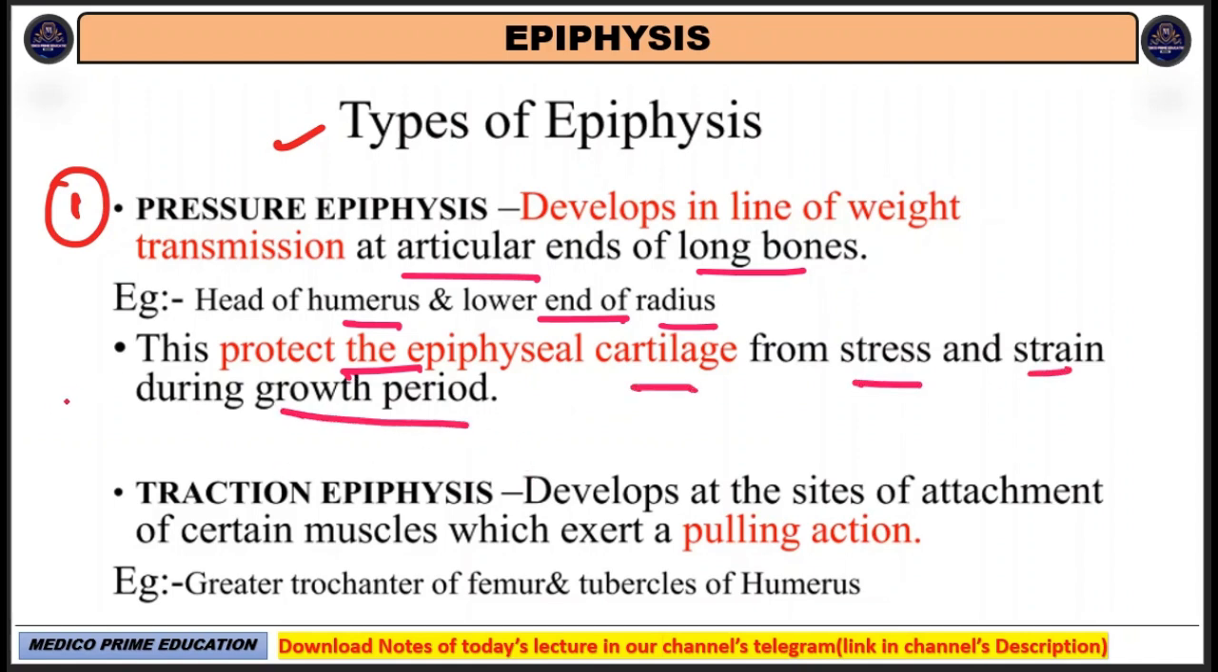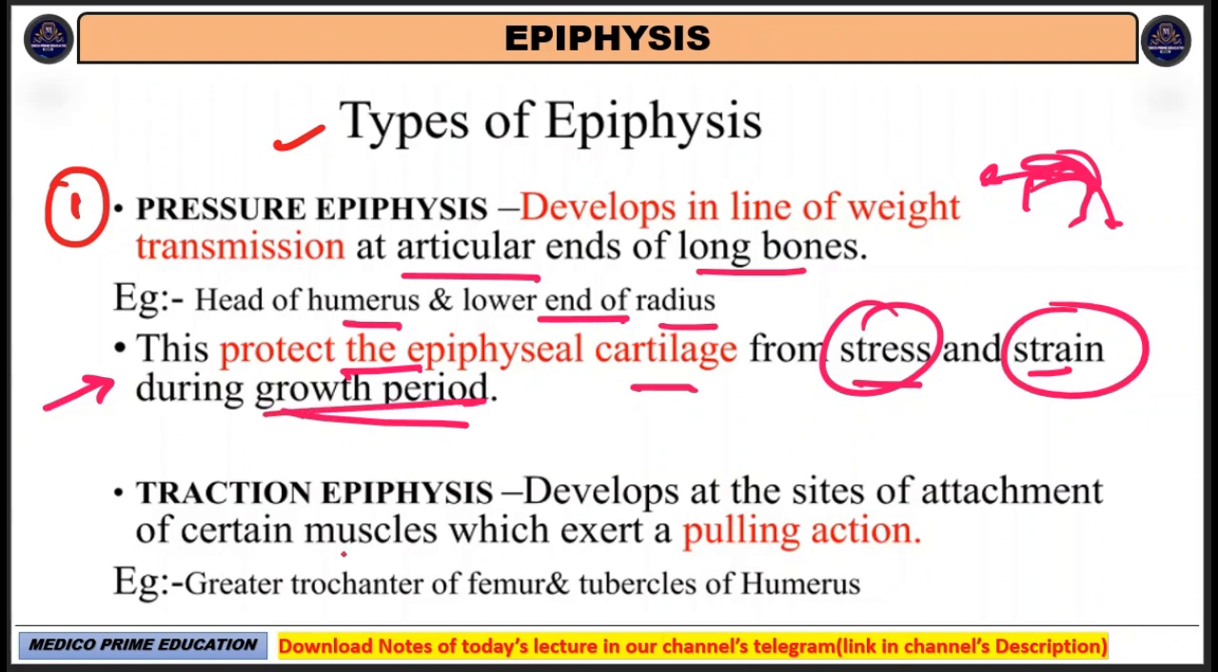So what is the function of the pressure epiphysis? This helps in the protection of epiphyseal cartilage. We have seen the epiphyseal cartilage above, and it may move here and here around that. So it protects it from the stress and strain during the growth period.